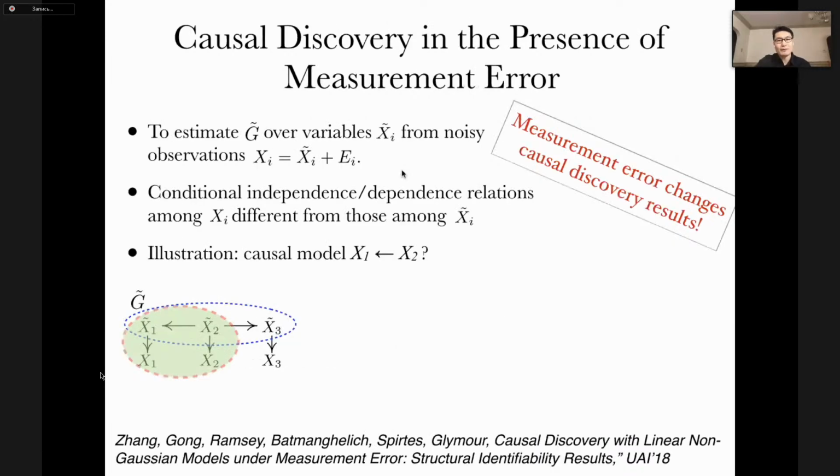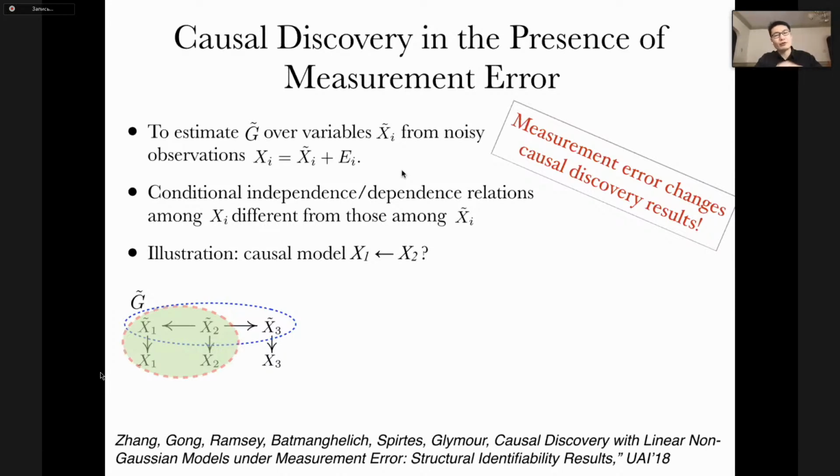The last issue I want to mention as the extension of causal analysis based on functional causal models is how to deal with measurement error. In many cases, we have measurement error, right? If you use an instrument to measure something, this process can introduce error. And in some cases, we don't even have a very good way to measure the variable.